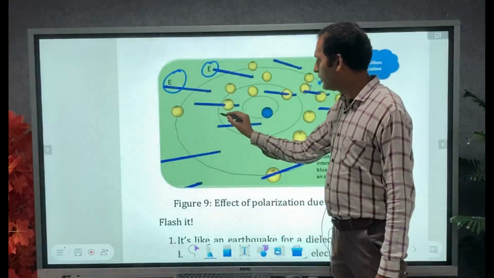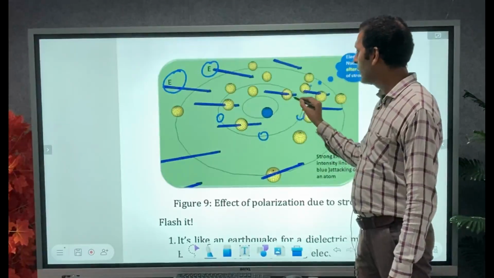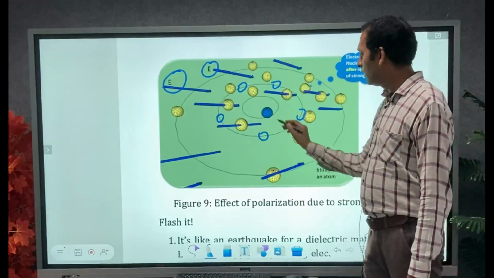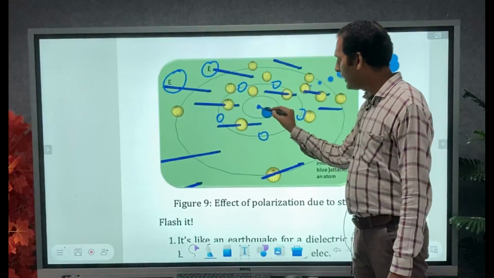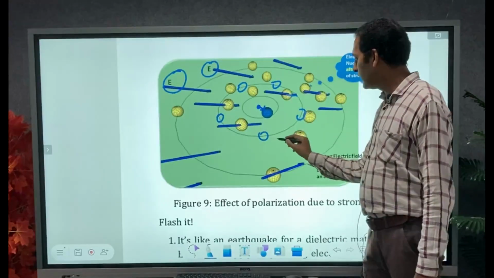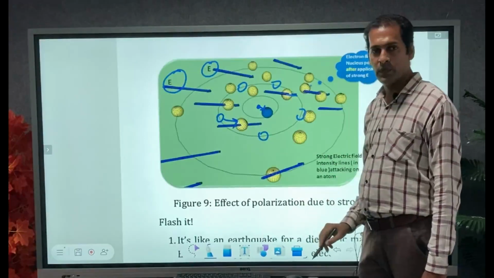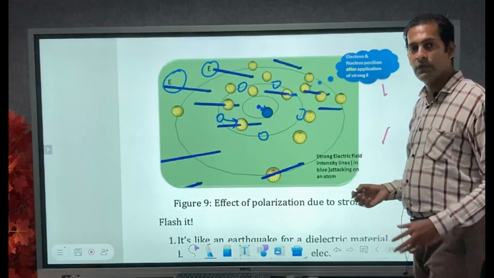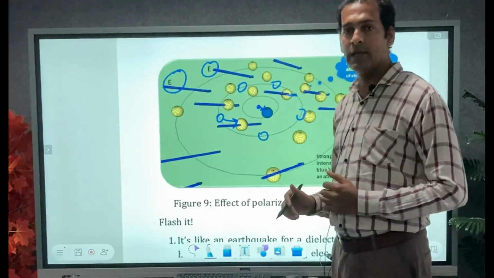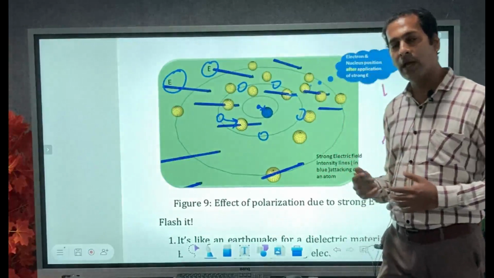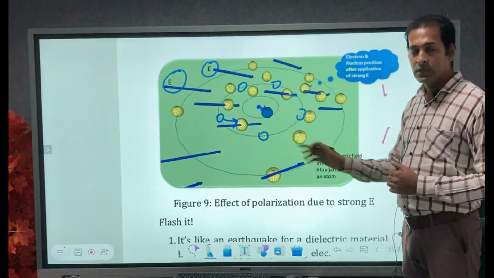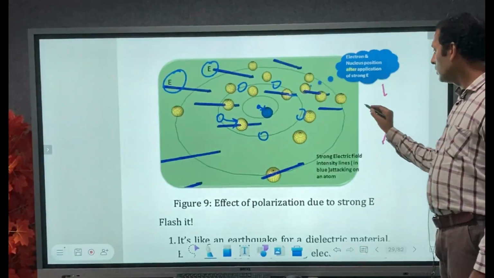So what was the earlier position of electrons? They were in a particular orbit, in a particular sequence. That sequence is disturbed. The position of the nucleus may slightly change, and the position of electrons may slightly change from their earlier position. This shift in position will create some kind of kinetic energy inside the atom of the dielectric. So they will acquire some kind of energy.